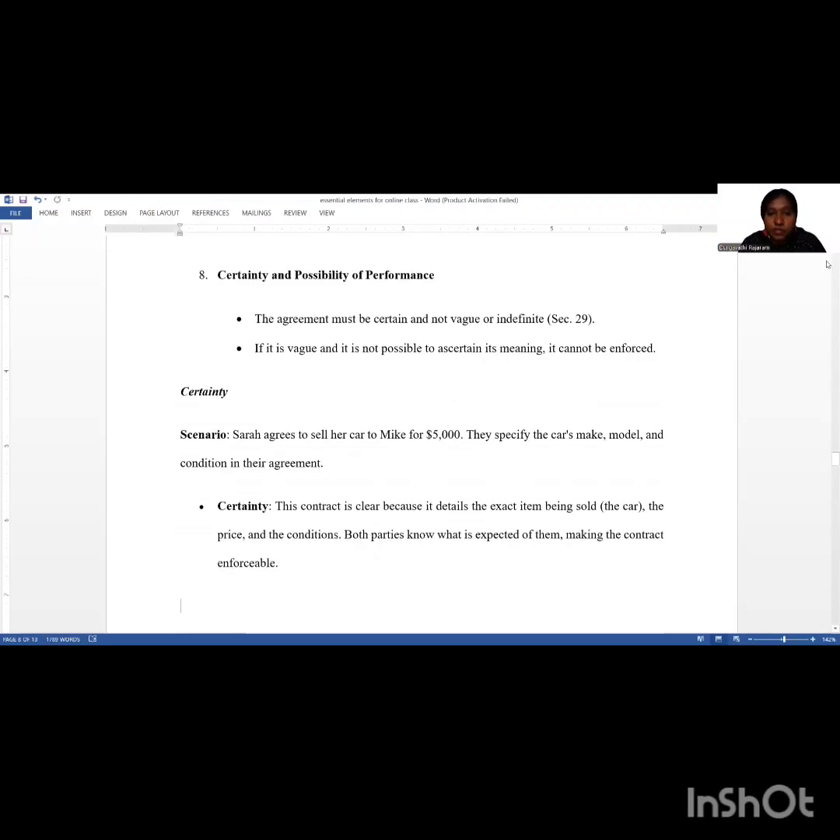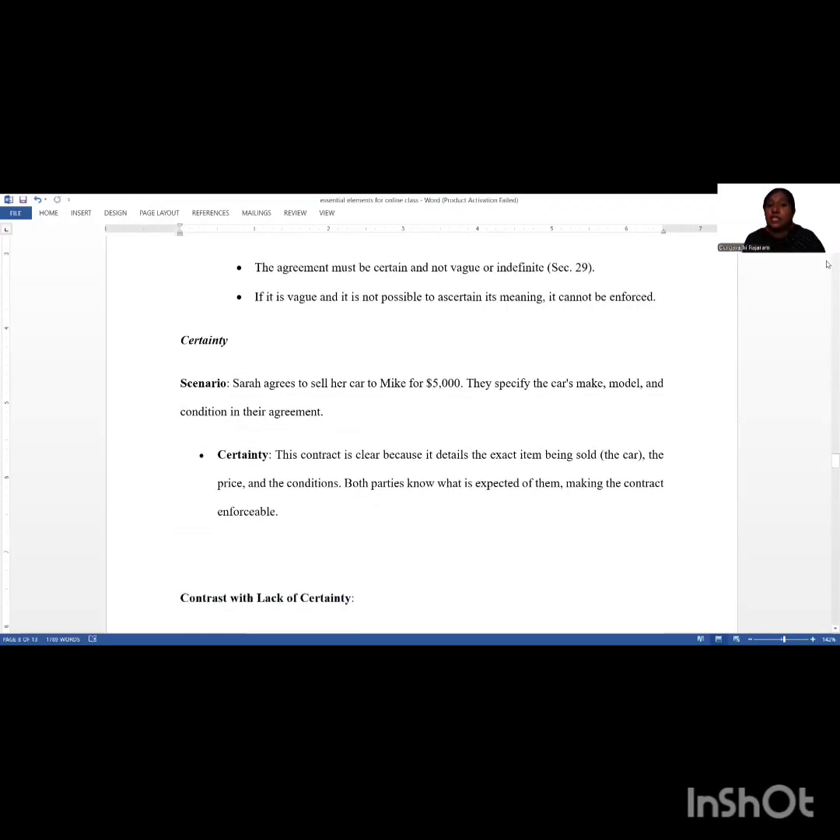Now this contract is clear because it details the exact item being sold, price and condition. So both parties know what is expected of them, making the contract enforceable. Sarah agreed to sell her car to Mike and she is giving detailed information which is true: the car make, model and condition, everything she has submitted, and it does not involve any illegal activity and she is not lying also. So that is certain.